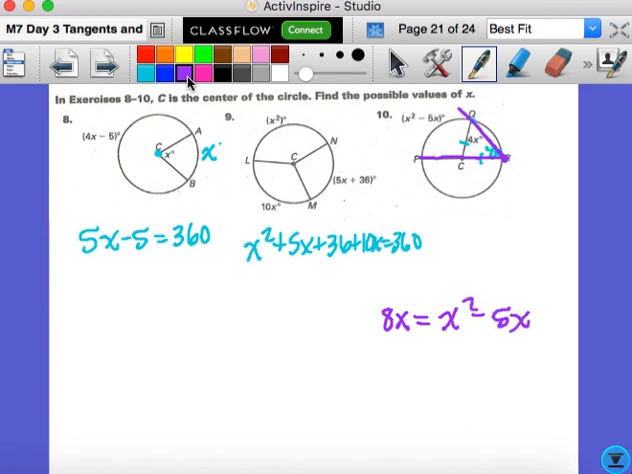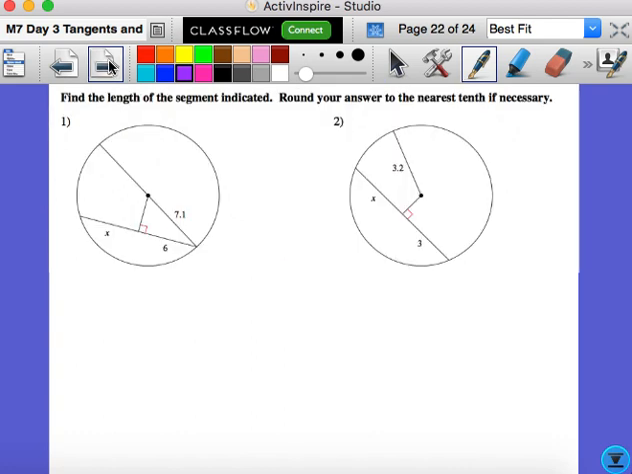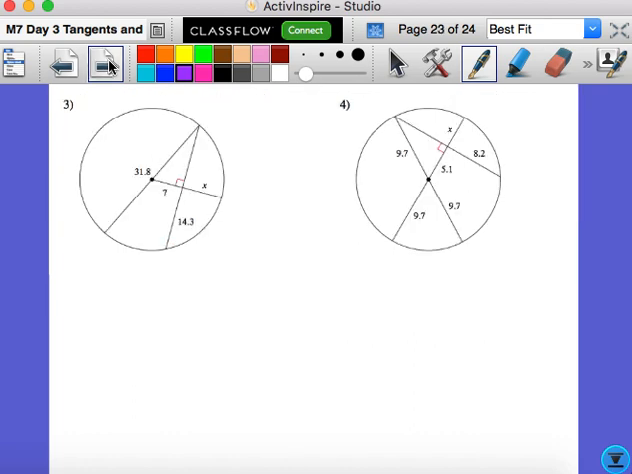So just a couple of review problems here from a previous day's notes. These last few questions here are going to go pretty quickly. Just a reminder, if we have this chord that is perpendicular from the center of that, automatically those values are the same. So looking at this guy here, that x is the same.